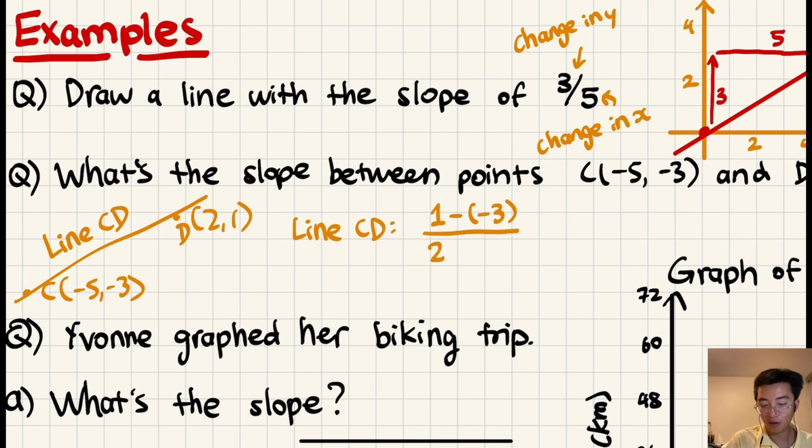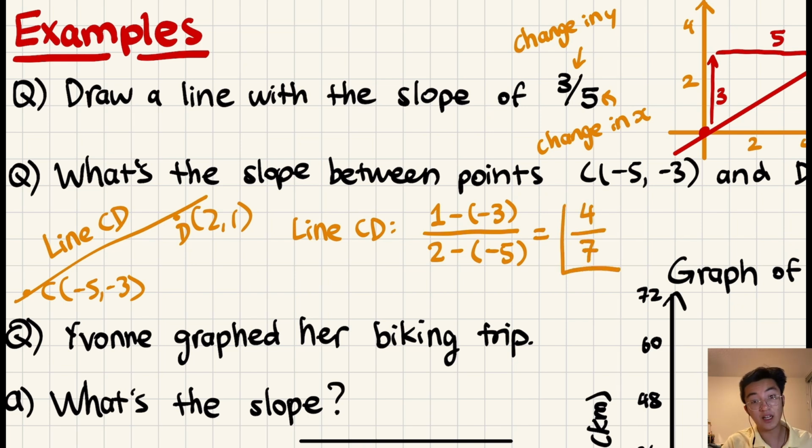Then we have that over the x coordinate of D subtracted by the x coordinate of C, just like that. So all we're doing here is subtracting this y by this y right here, subtracting this x by this x, and then putting it in a fraction. 1 minus negative 3 gets us 4, which is 1 plus 3.